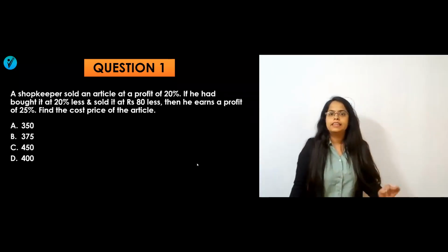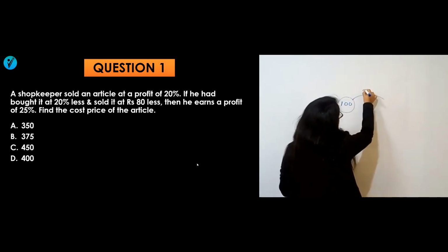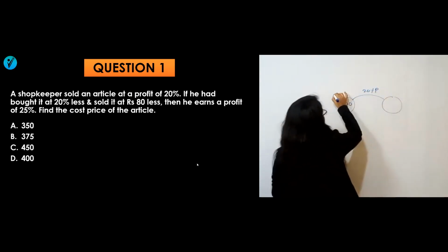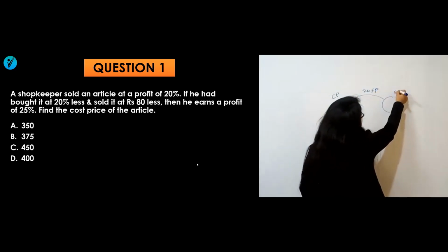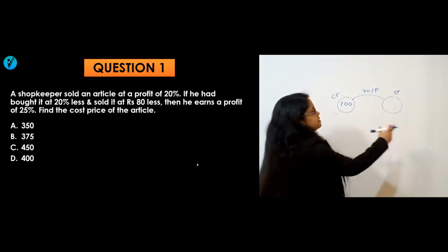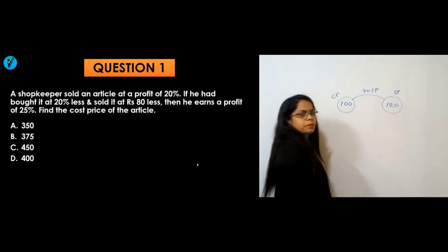Then they are saying that he had sold it at 20% profit. So 20% on 100 rupees. What will be the SP here? This was your cost price. So what will the selling price be? 20% of 100 is 20 rupees. That means its selling price will become 100 plus 20, that is 120 rupees.